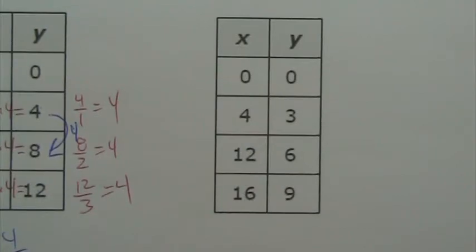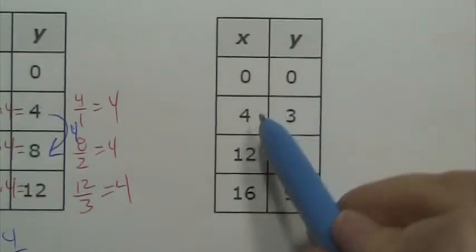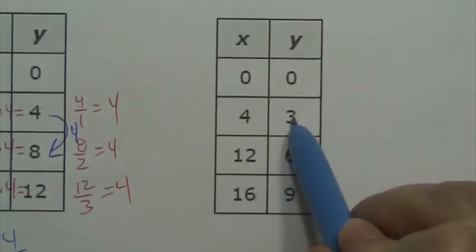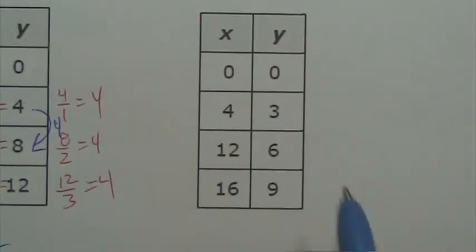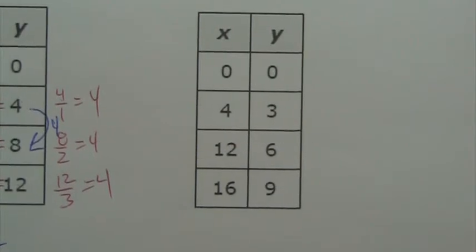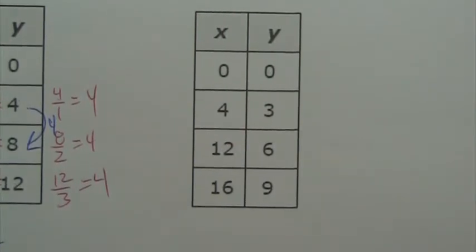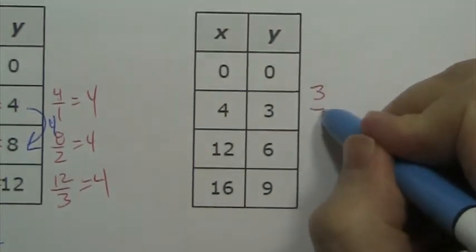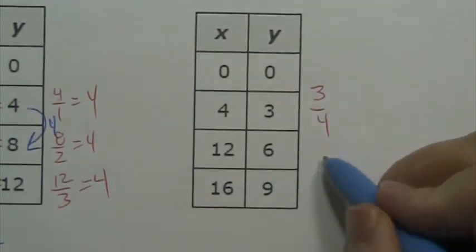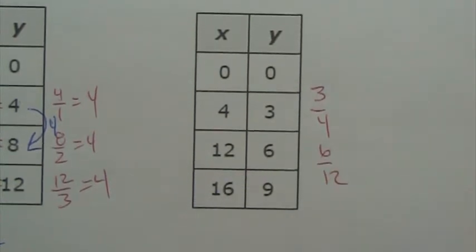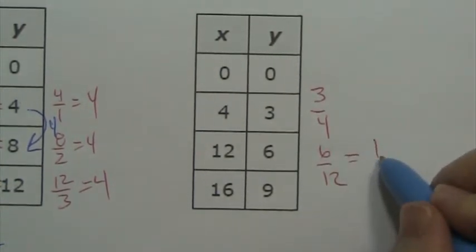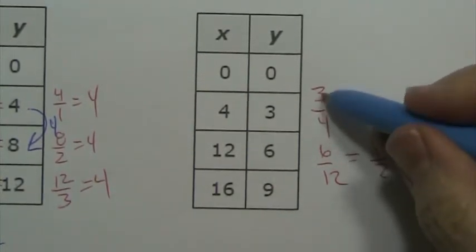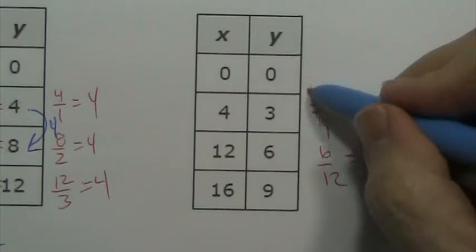Now looking at this one, you really can't multiply, can you? 4 times something is 3, 12. You can't even go this way. So the multiplying part doesn't work out. But still, let's try to see if they are equal. So let's try 3 over 4. And this one's 6 over 12. Now wait a minute, 6 over 12 is 1/2. I don't think that's going to work.